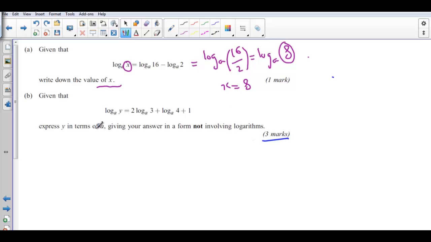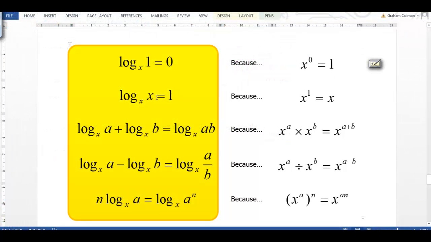3 marks again. Express y in terms of a. So we're looking for something y equals blah blah blah involving an a in there. Giving your answer in a form not involving logarithms. 2 times log to the base a of 3 plus, there's our power's going to jump up there. We're adding so we can multiply, and we've got this thing, which isn't a logarithm. That might cause us problems. If it's going to be 1, could we replace that with a logarithm? We're talking base a's, aren't we? So we're going to have to match the base. So we can replace that 1 with log base a of a.